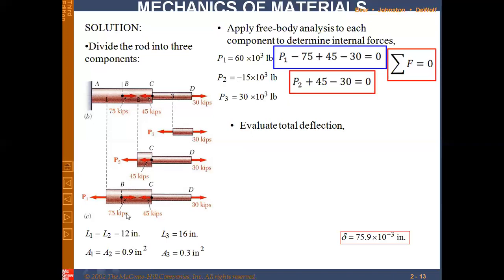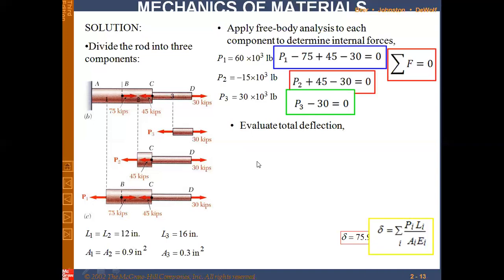Similarly, taking the third section and considering the right hand side of the section, I'm considering the load P3 here. Again, we are applying the condition of equilibrium, sigma F is equal to 0. So according to that, P3 minus 30 is equal to 0. So P3 is 30 into 10 raised to power 3 pounds. So now we have computed these loads P1, P2, and P3.